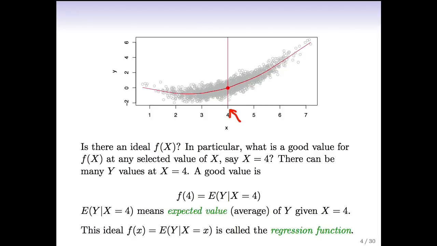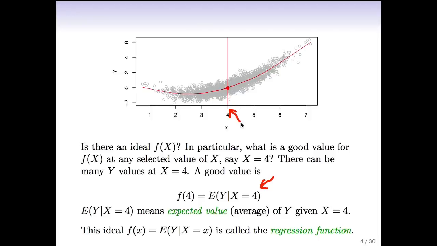Well, one good value is to deliver back the average value of those Y's that have X equal to 4. And that we write in this sort of mathy notation over here. It says the function at the value 4 is the expected value of Y given X equals 4. And that expected value is just a fancy word for average. It's actually a conditional average given X equals 4.